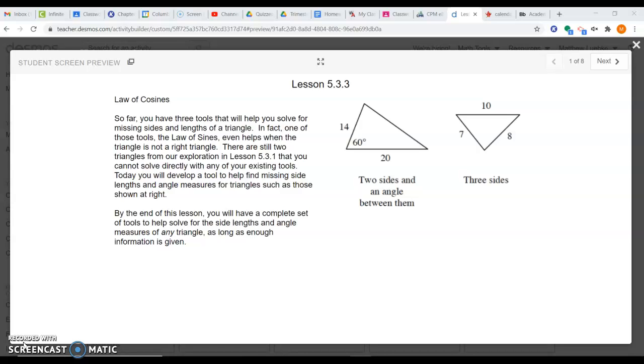All right, the situation where the law of cosines is going to come into play for us is these 2 that you see on the right, where you see one angle between 2 sides, or if you just have a triangle with 3 side lengths.